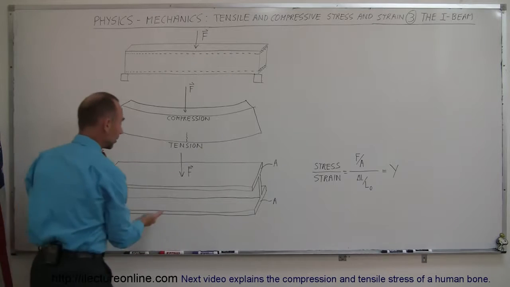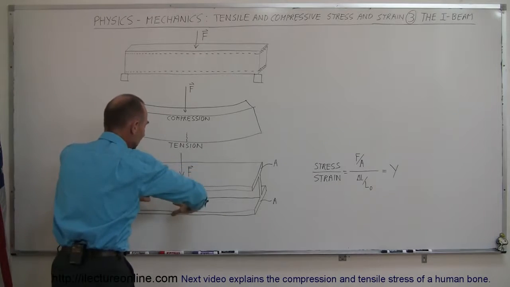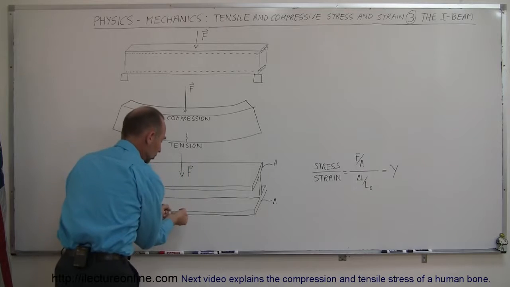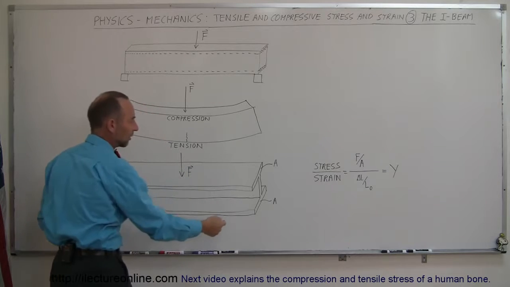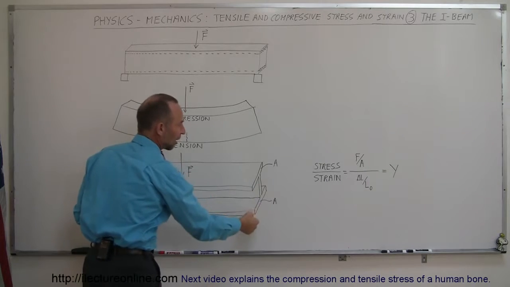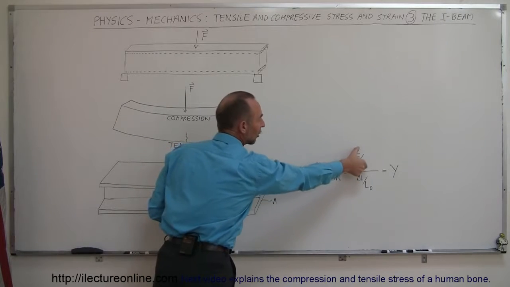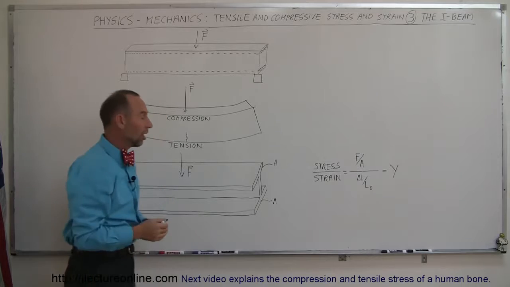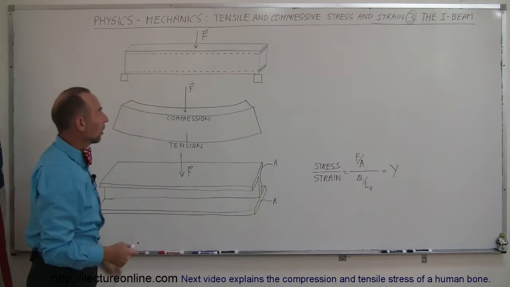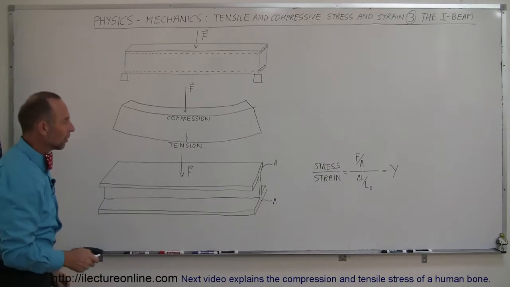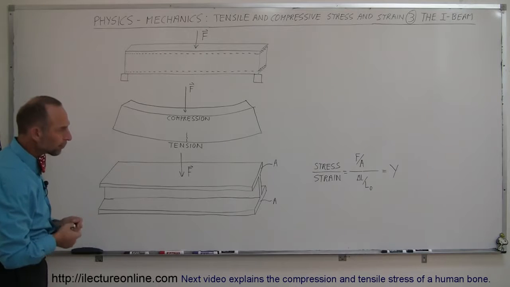And then likewise at the bottom of the beam, by pushing down on it, those will be under tension. Those molecules are going to be pulled apart. But again, since it's a much larger cross-sectional area, the stress will be reduced because the A is much bigger than that. So we have a much smaller stress on an I-beam compared to a typical beam that's built like a normal beam.